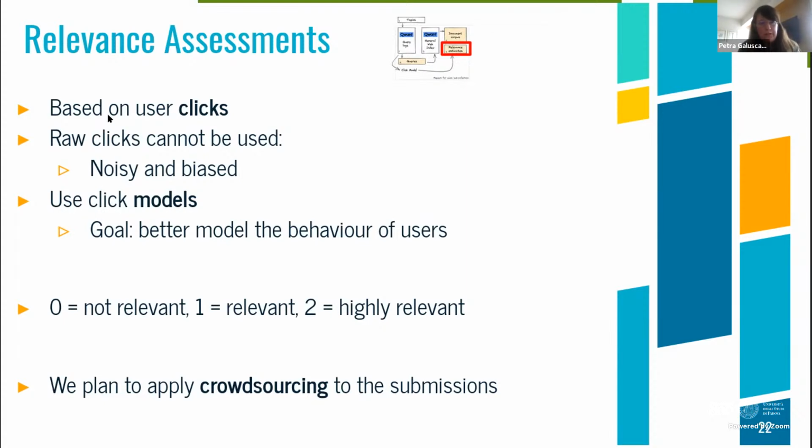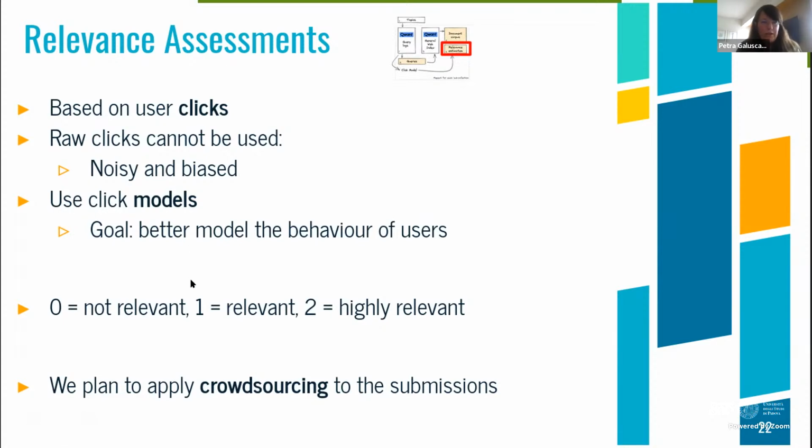So we are trying to avoid this kind of bias, and also there are different kinds of biases, like how the snippet looks, and we would like to avoid using such noisy data. Therefore, we use click models and try to model the behavior of the users, and we use the assessments which are based on the click model instead of the raw clicks. But the click model is based on the user behavior which is learned from the clicks.